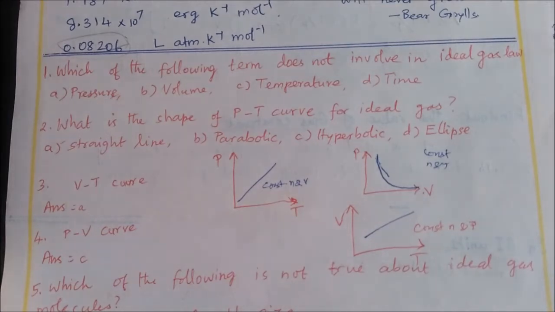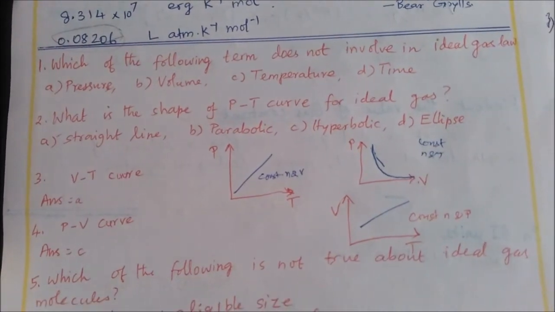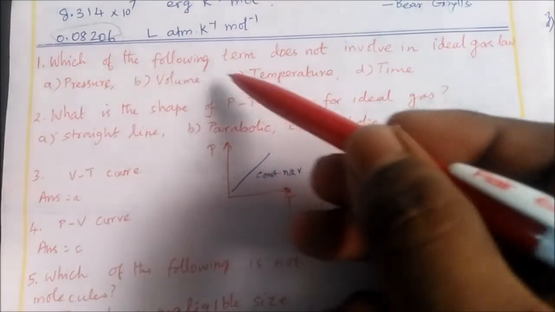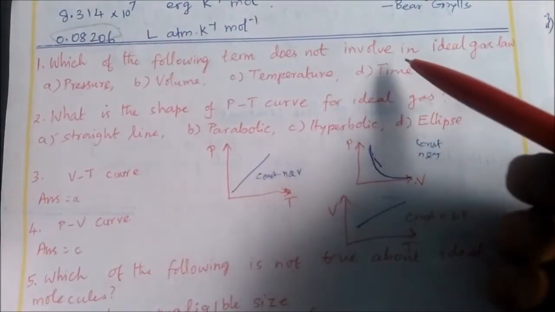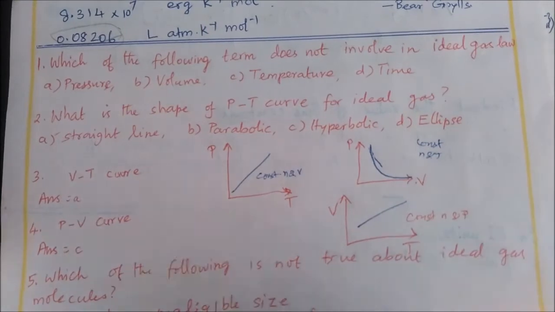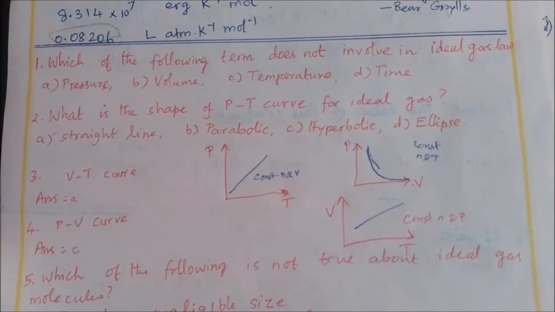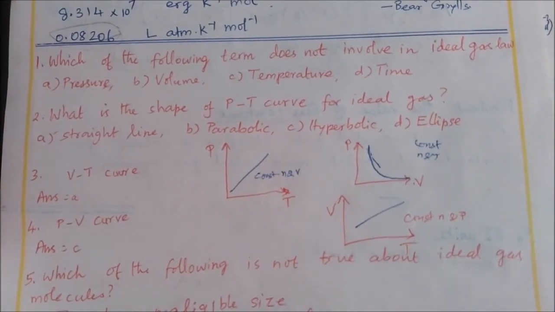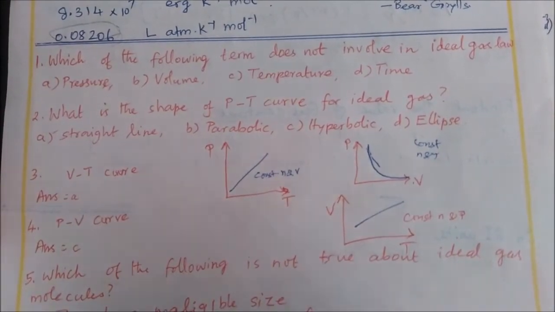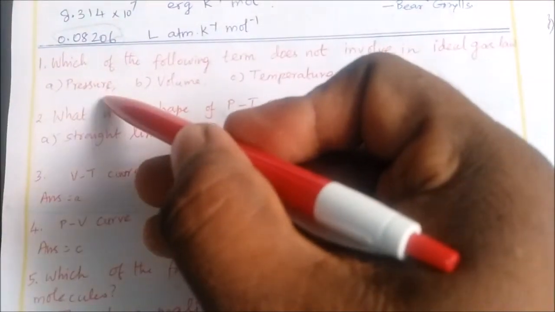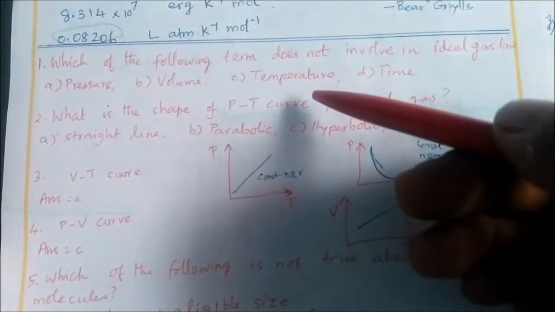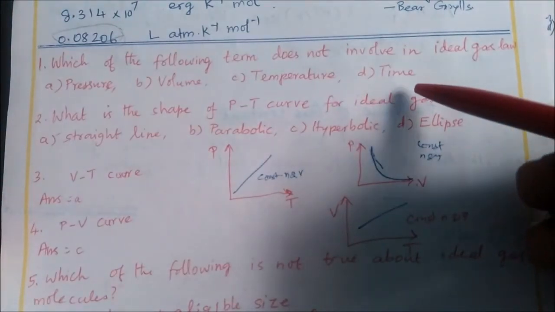Okay, so the first question here is, which of the following terms does not involve in ideal gas law? So let us go into the answers first. Option A, pressure. Option B, volume. Option C, temperature. And D is time.